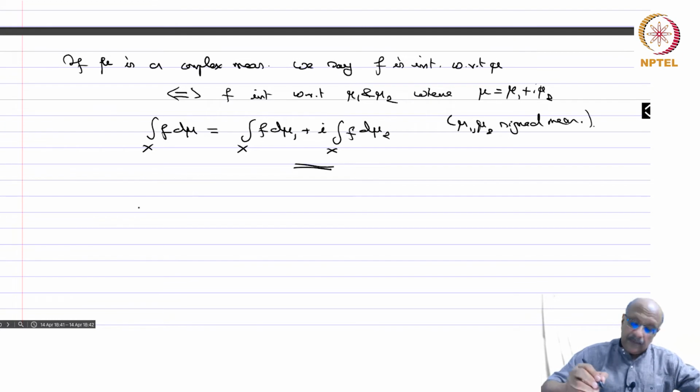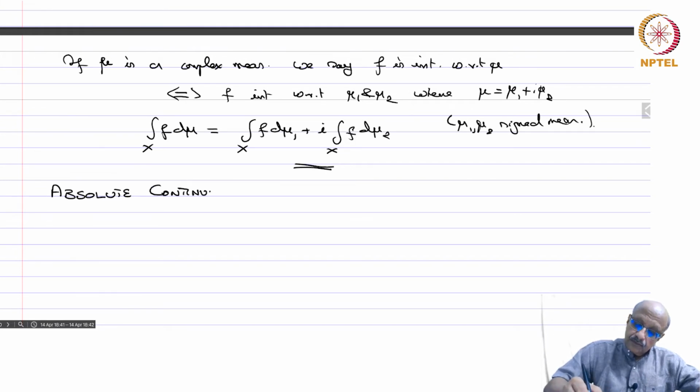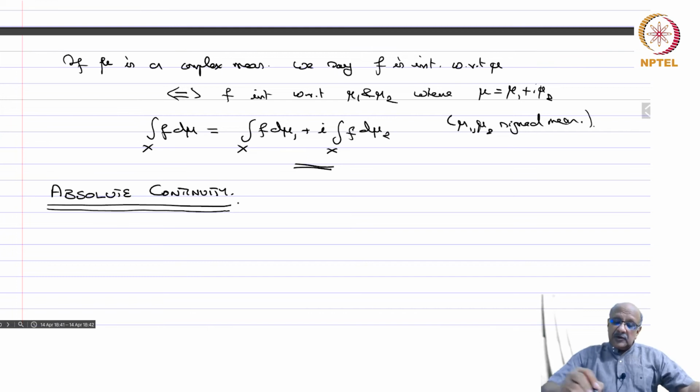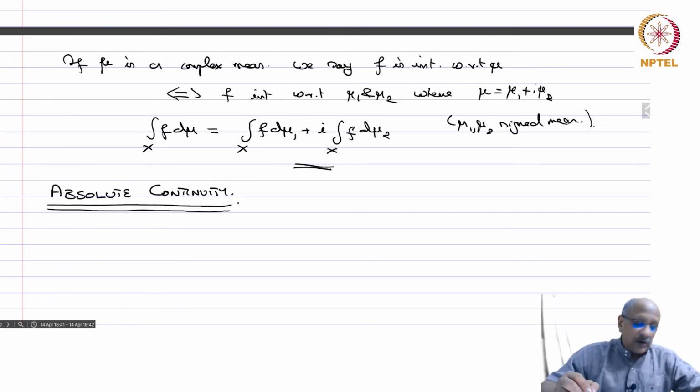So now we come to a different notion, the notion of absolute continuity. We already encountered absolute continuity of one measure with respect to another, where nu of E equals integral of F d mu over E, with mu a measure, and we said that measure was absolutely continuous. So now we make this definition precise.